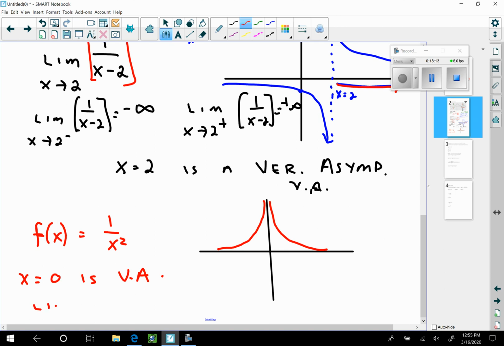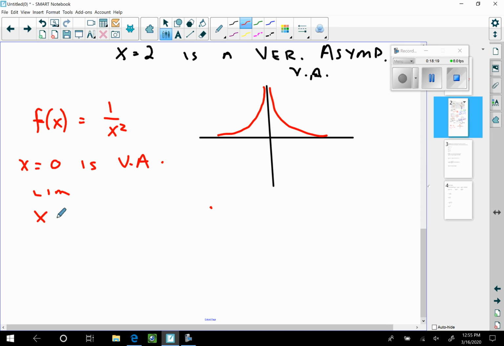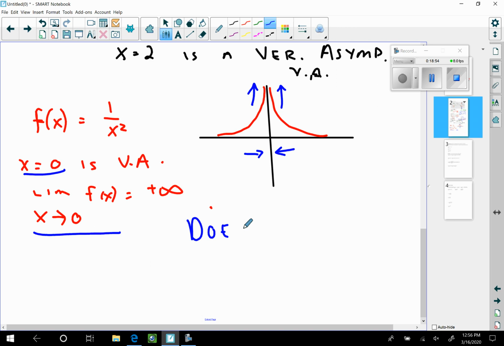Why? Because the limit as x goes to 0 of f of x is equal to positive infinity. So x equals 0 is a vertical asymptote because the limit of f of x as x goes to 0 goes to positive infinity. As x approaches 0 from both right and left, the limit does indeed go to infinity. We notice the right-hand limit goes to positive infinity, and the left-hand limit goes to positive infinity. But infinity is not a real number, so that limit does not exist.